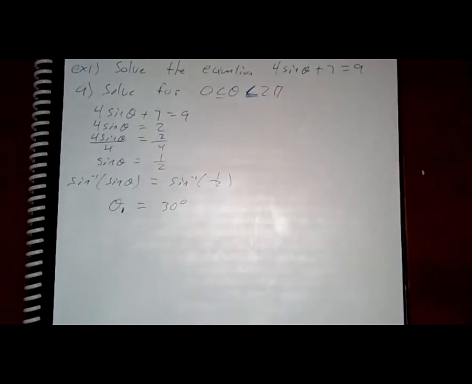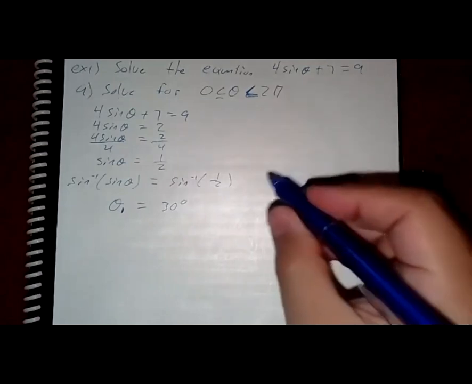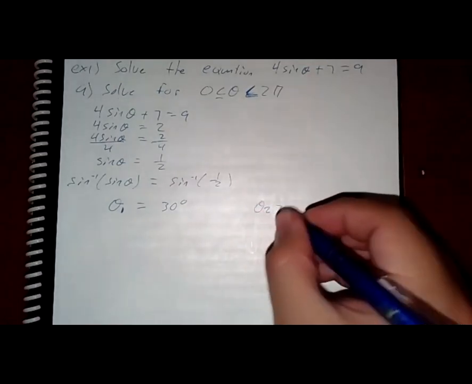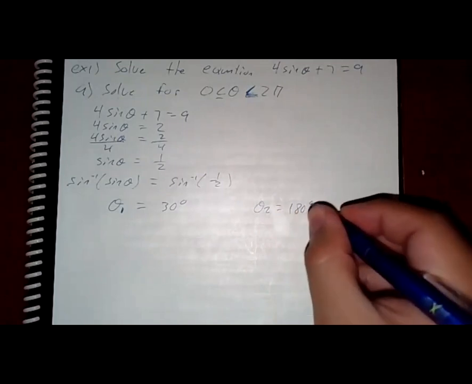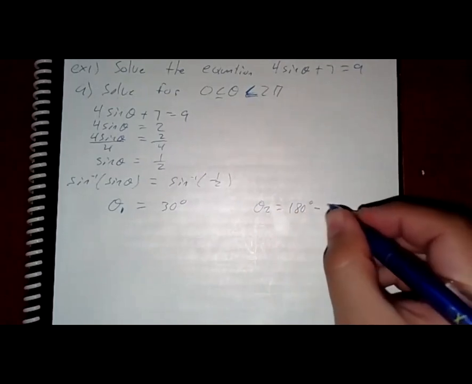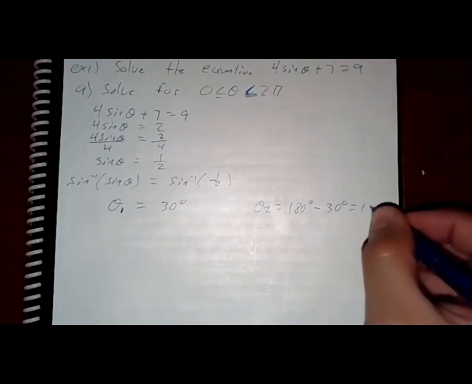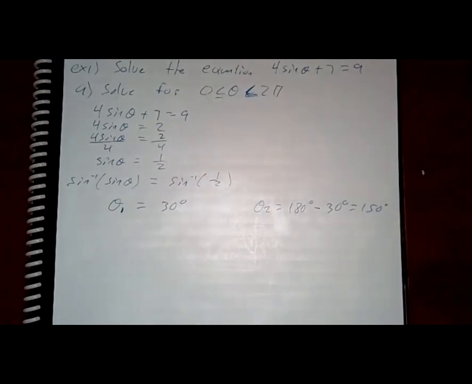Now there's more than one place that you get a half for sine. So to find the second, what you do is subtract from 180 degrees when you're dealing with sine. So there's the two angles that do this.